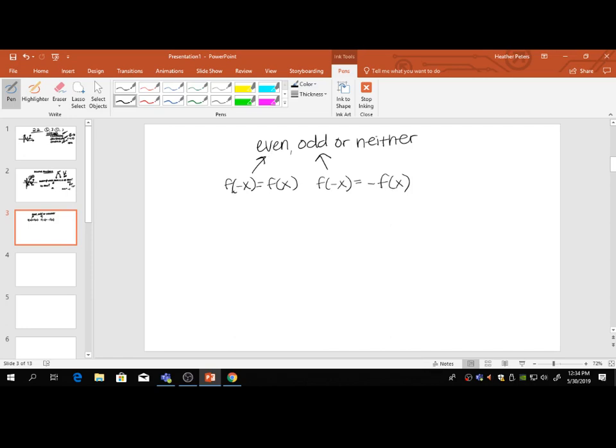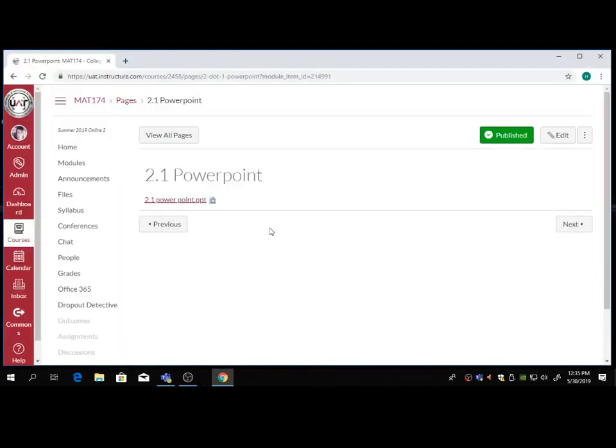On a graph, an even function would be symmetric with respect to the y-axis. So for example, this, it reflects across the y-axis.